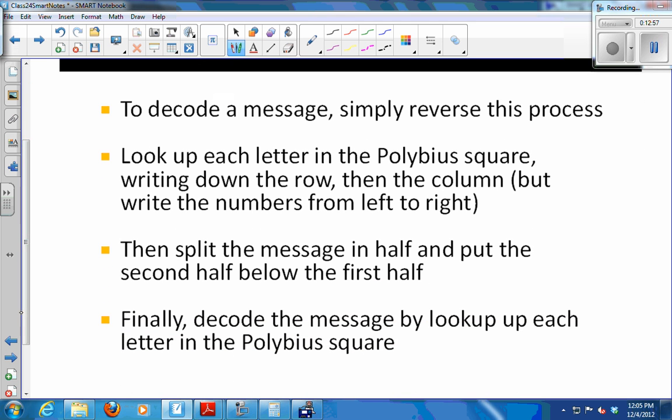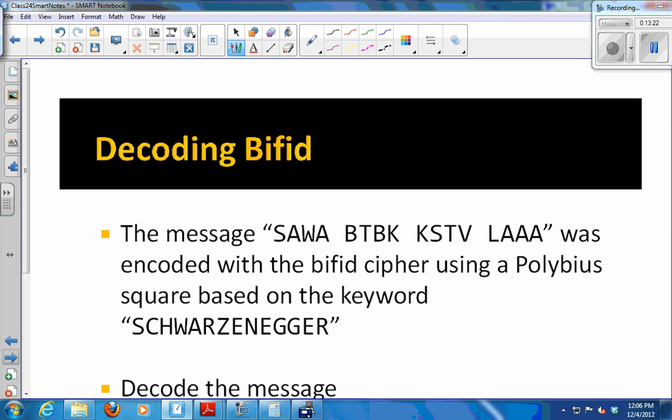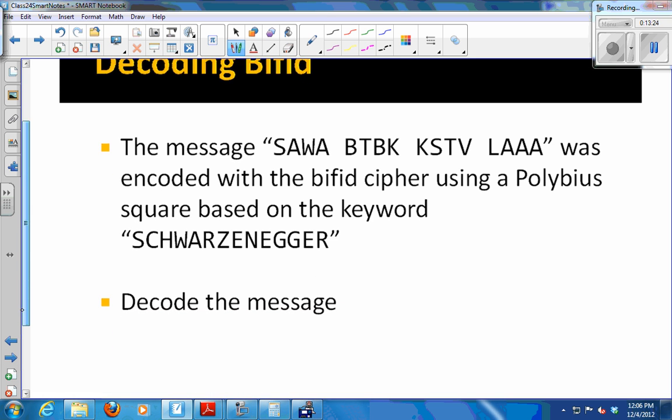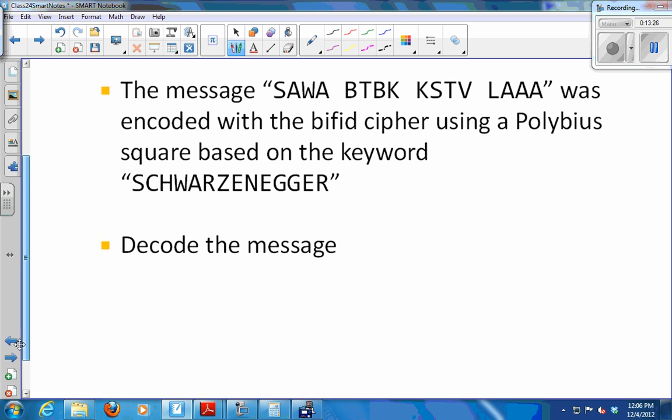To decode the message, reverse the process. You have to look up each letter in the Polybius square, like each letter from the nonsensical seeming message. Look it up in the square, write down the row and the column, but write them from left to right. Then you split the message in half, take the right half and put it under the left half, and then read them top to bottom and look up the letters that way. Wait, do you put the column on the top and the row on the bottom? Nope.